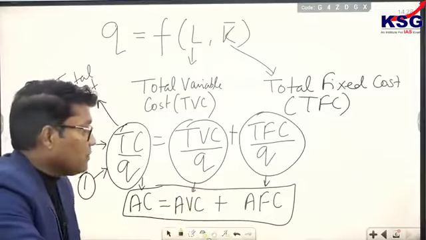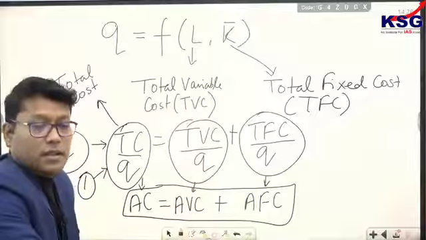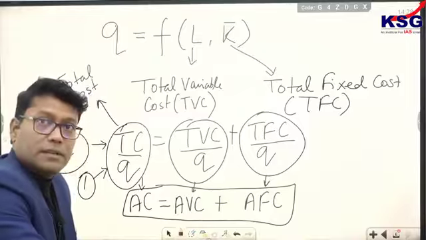AFC, you write average fixed cost. It is per unit fixed cost. Average fixed cost means it is a per unit fixed cost. Clear?